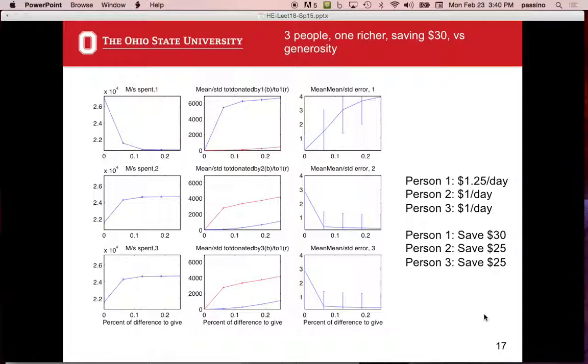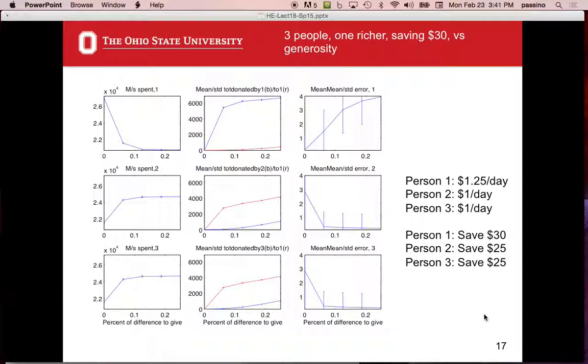Now, we're going to change things and make it more unequal yet. So what I'm going to do is take person one, there's our rich guy. These are the two poor guys. I'm going to say this guy wants to save not $25 per day, but $30 a day, because he wants to make sure he's more safe, in a sense. And then I'll leave these two to save $25. And then just look at the broad pattern. It holds, these two columns hold the same, conceptually.